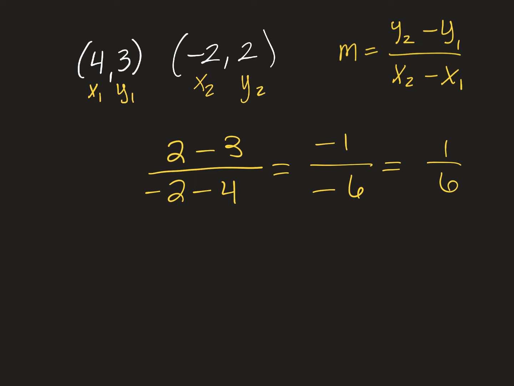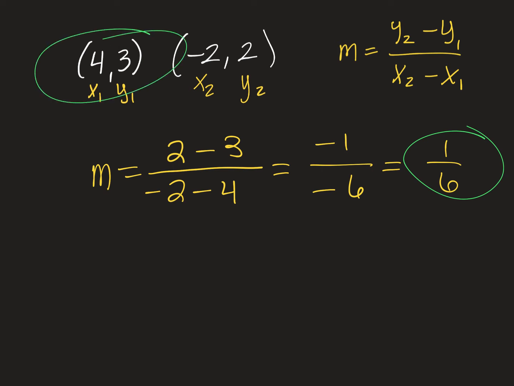And that's it? No, that's the slope. All right, so now we have a slope, and we have 2 points. I don't care which point you pick. Pick one. So do you want to use 4 and 3 or negative 2 and 2? 4 and 3.